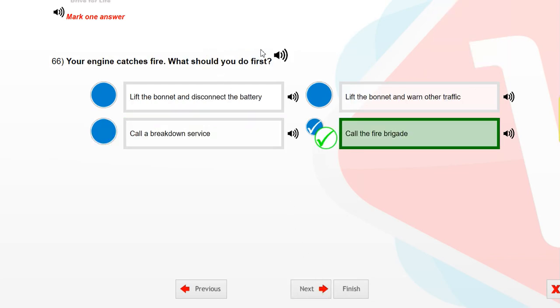Your engine catches fire. What should you do first? في حالة نشوب حريق في سيارتك ماذا عليك أن تفعل أولا؟ حدد إجابة واحدة. Call the fire brigade. اتصل بفرقة الإطفاء.